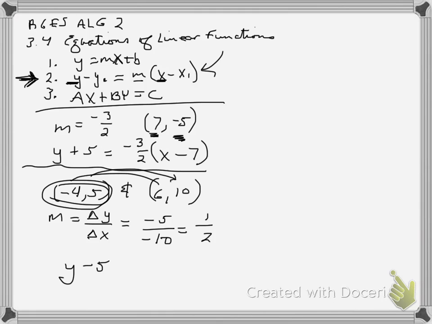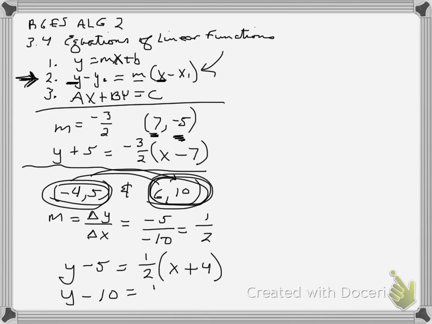y minus 5 equals 1/2 times x minus a negative, or plus 4. Now, when you go to the book, he'll plug it in either way. He'll plug it in that way, and then he'll plug it in this way: y minus 10 equals 1/2 times x minus 6. And we can prove that both those equations are of equal value, and he does that on page 87. So I'm not going to do that.